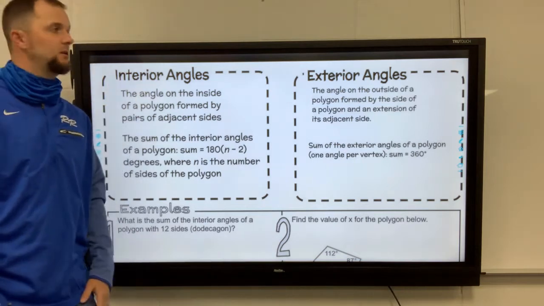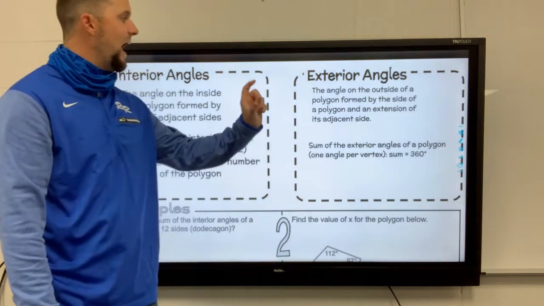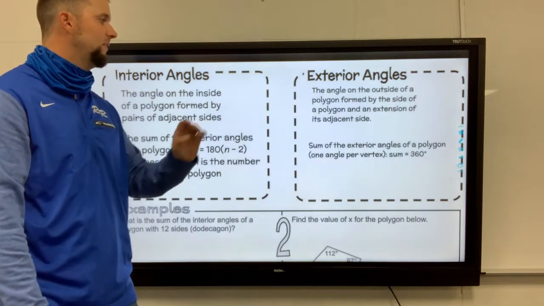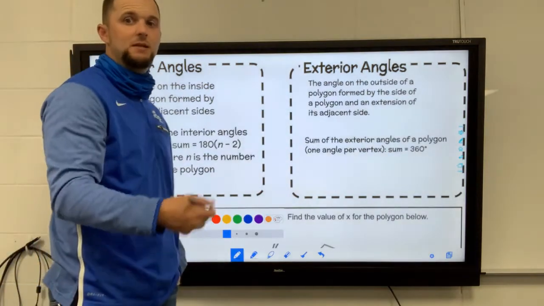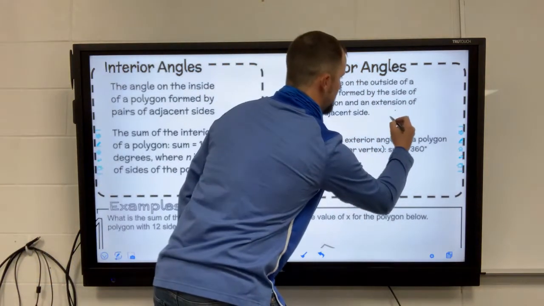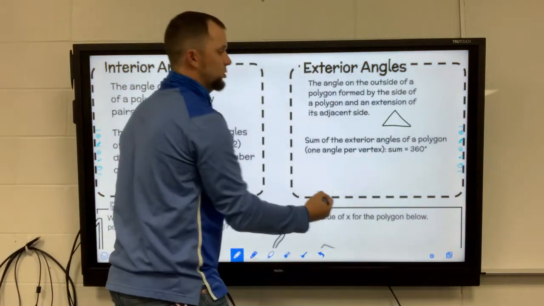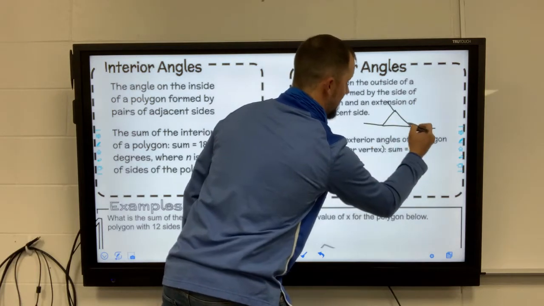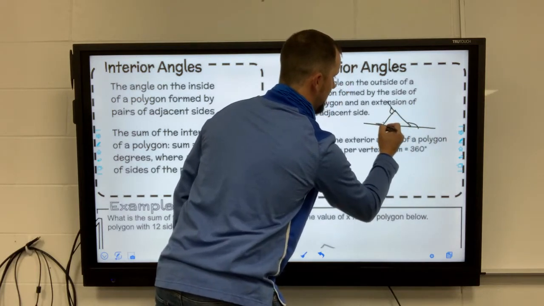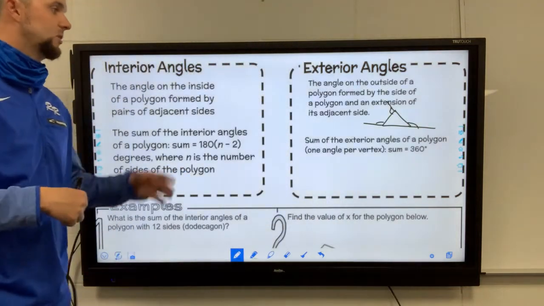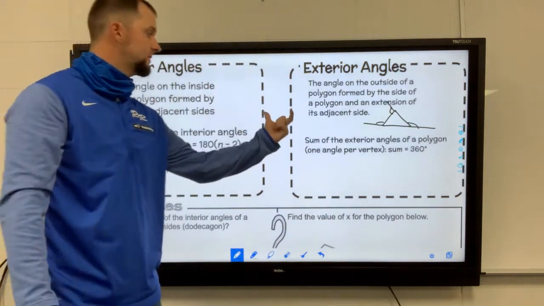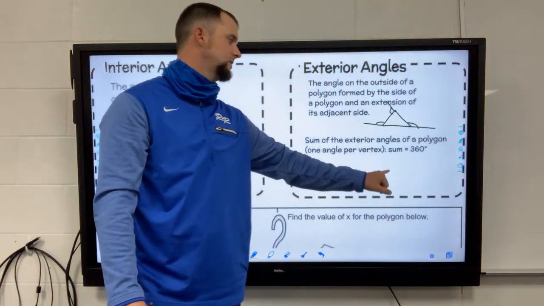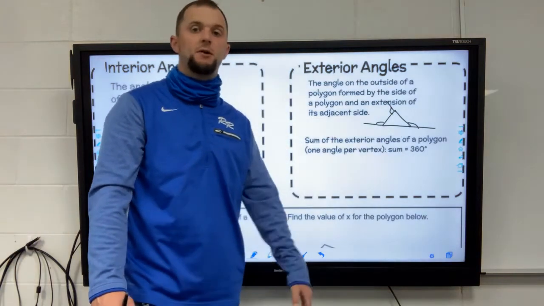Now let's talk about an exterior angle. It says the angle on the outside of a polygon formed by the side of the polygon and the extension of its adjacent side. What I mean by that is, let's say for instance I had a triangle, okay? And then in that triangle I have an extension of my sides here. So right here, exterior angle, exterior angle, exterior angle, okay? And it says the sum of all the exterior angles of a polygon, one angle per vertex, all of those are going to add up to 360 degrees.